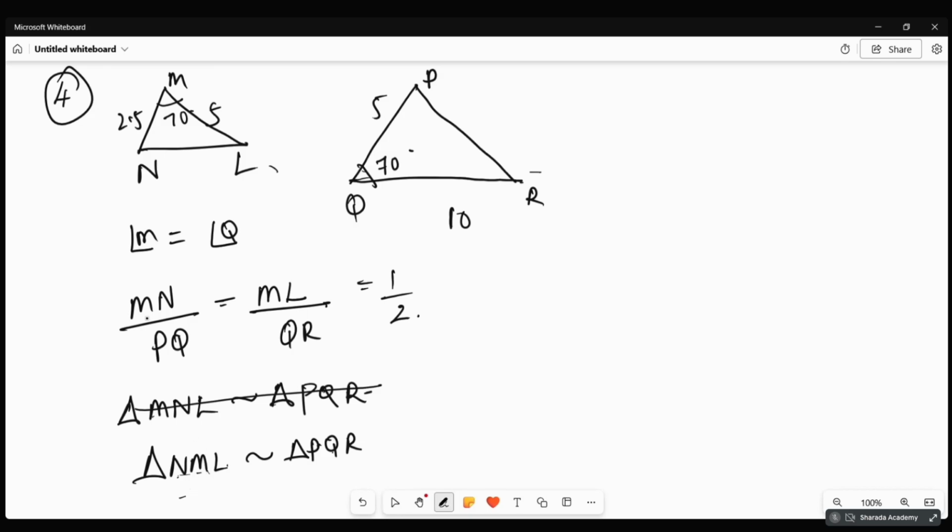Yes. So the proportional sides you also have to write properly. Triangle MNL is similar to triangle PQR. Why is it similar? By SAS similarity criterion. That means what? The two sides are proportional and the included angles are equal. So it is the SAS criterion. Okay. Netra, next one, fifth one.